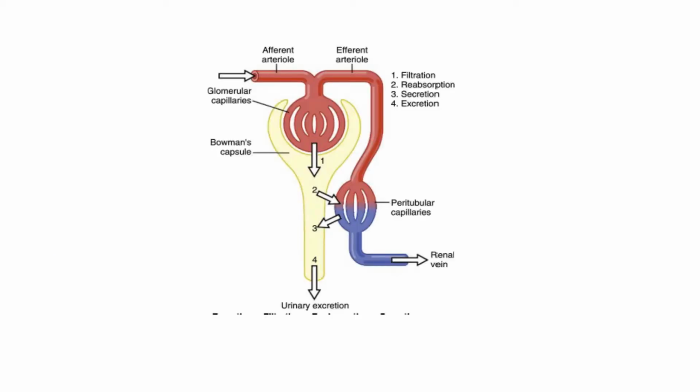So we can say that the rate at which different substances are excreted in the urine will actually depend upon three renal processes. One is the process of filtration or the glomerular filtration. Second is the process of reabsorption. And third is the process of secretion. And these three things will determine how much will be excreted as urine.